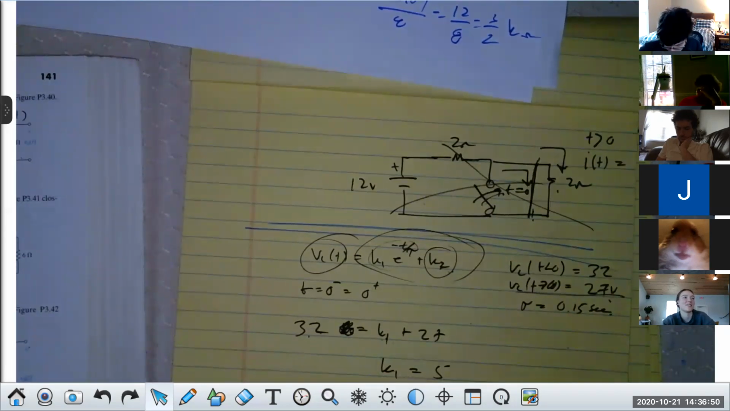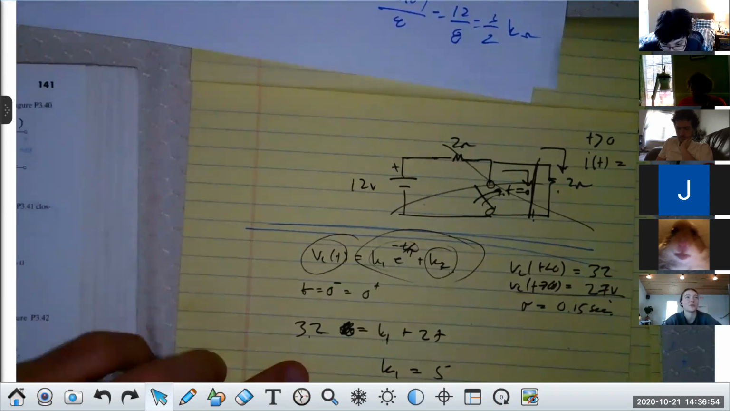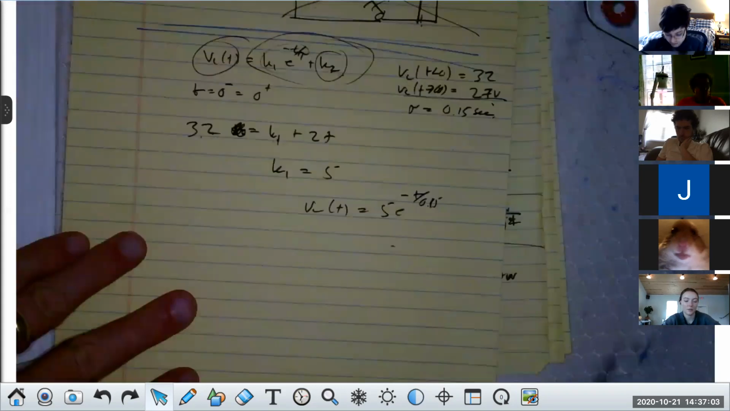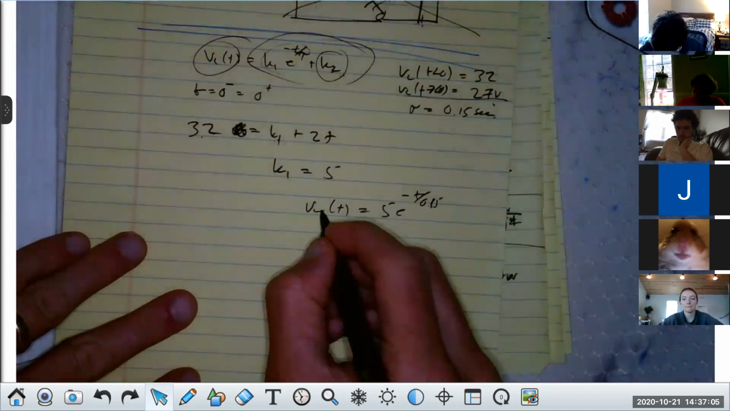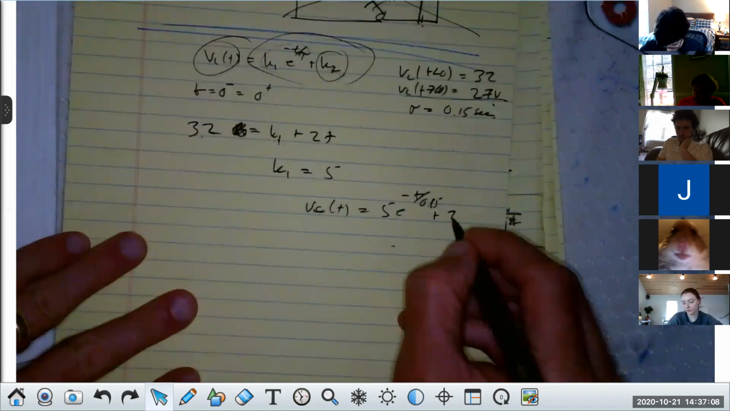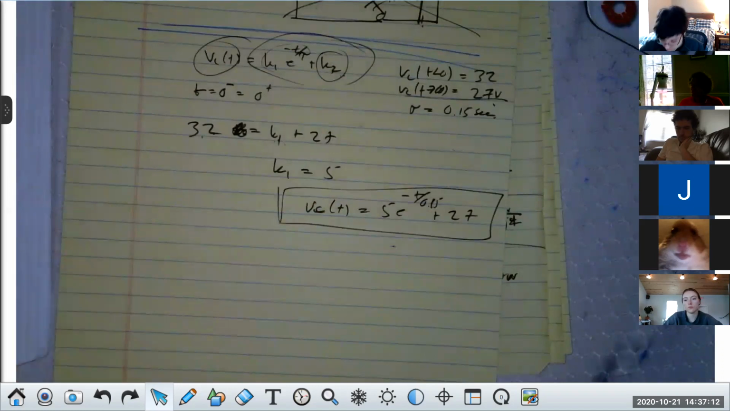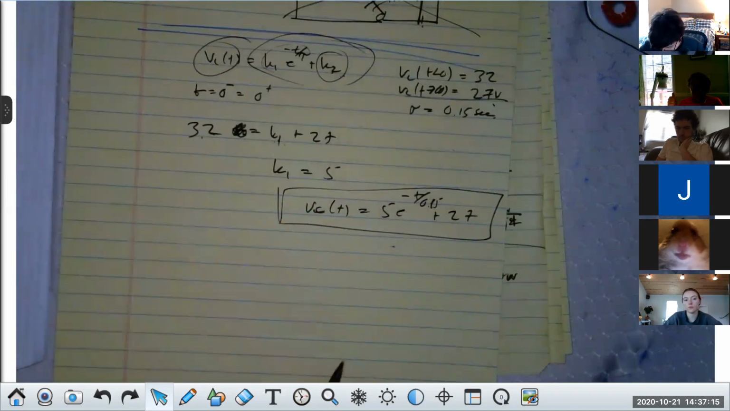Now, if I have this, I can restate that. I can say that VC of T is equal to 5 e to the minus T over 0.15, plus 27. That's the voltage across the capacitor. Do y'all agree with that part?